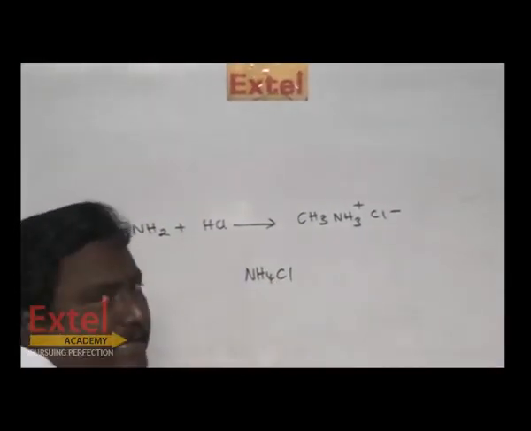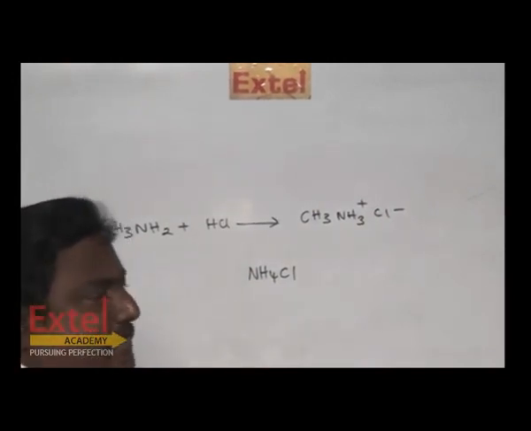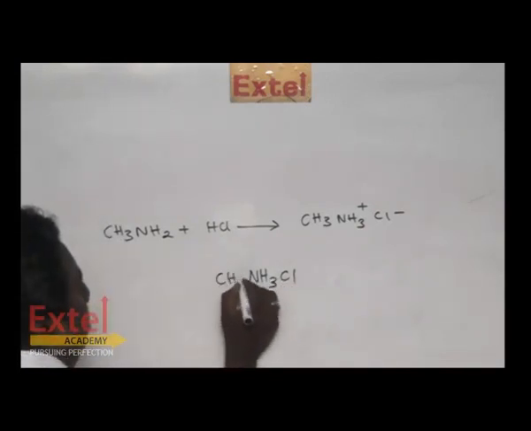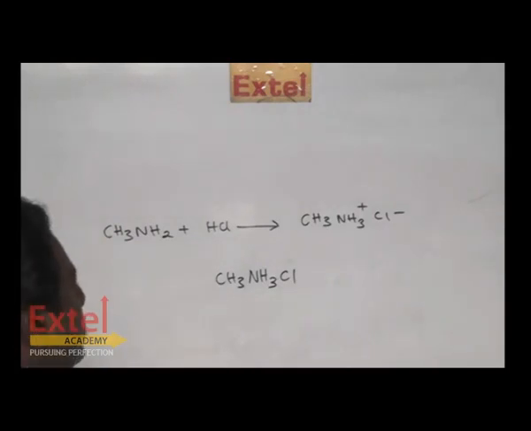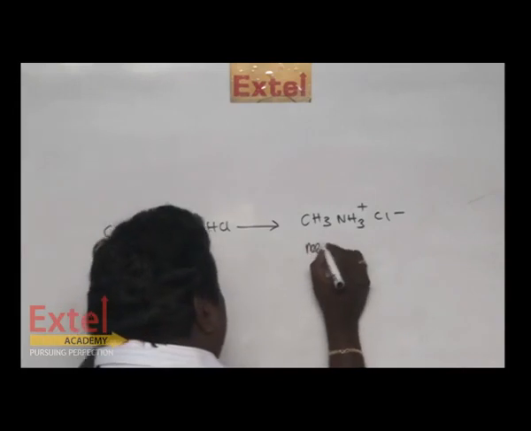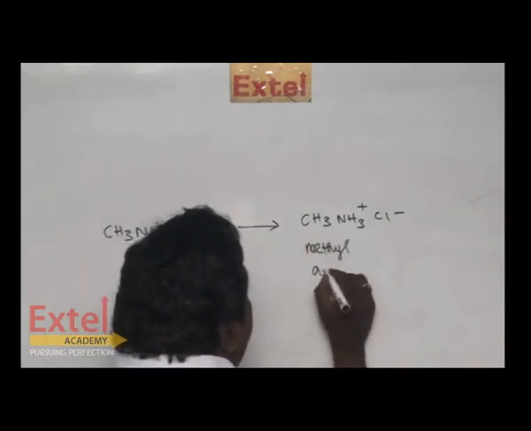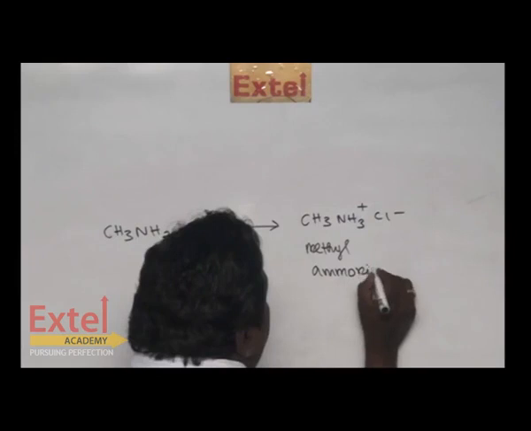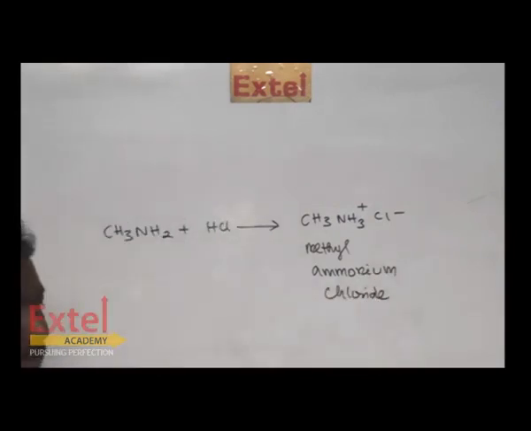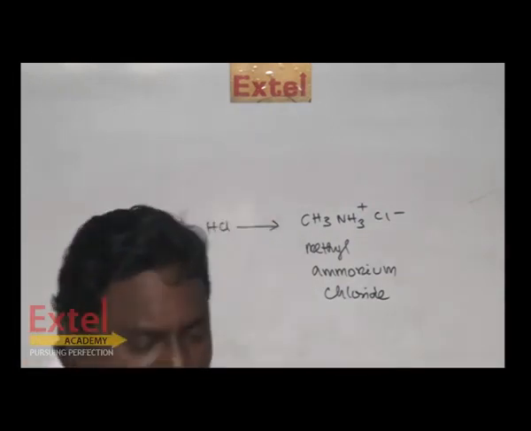Basically, ammonium chloride, one of the hydrogens is replaced by a methyl group. This is nothing but this. So basically ammonium chloride having one methyl group. That's why it is called methyl ammonium chloride.